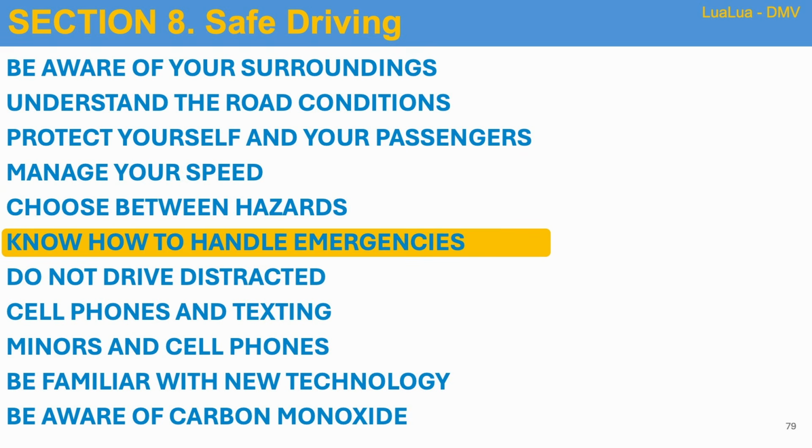Know how to handle emergencies. There are many types of emergencies you may encounter when you drive. Knowing how to handle emergencies can help keep you safe. Tire blowouts. If you have a tire blowout, do not panic or overreact. Suddenly braking or abruptly removing your foot from the accelerator can result in a loss of control over the vehicle. Instead, you should take the following steps recommended by the National Highway Traffic Safety Administration.